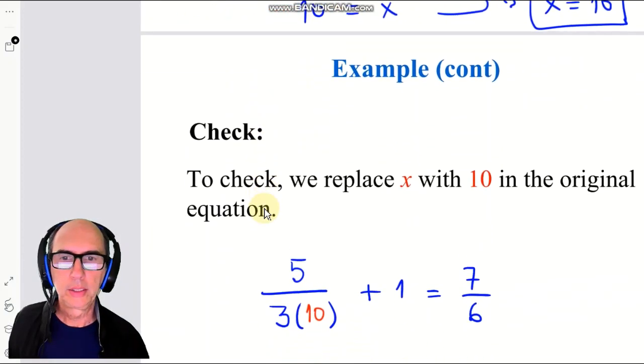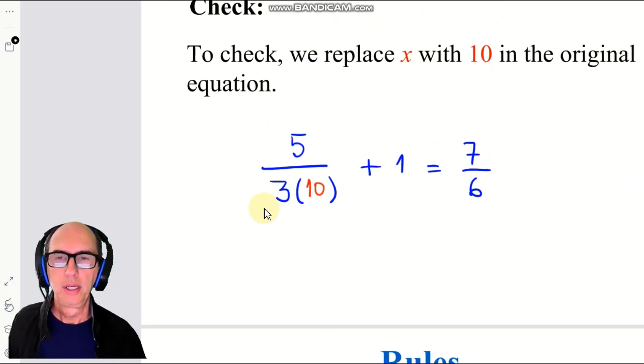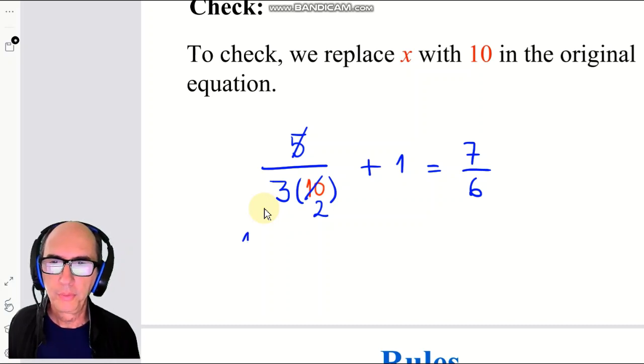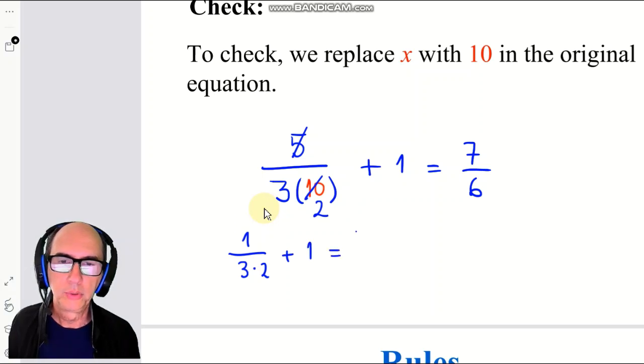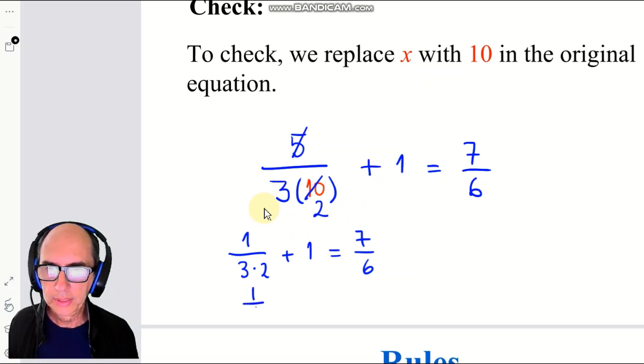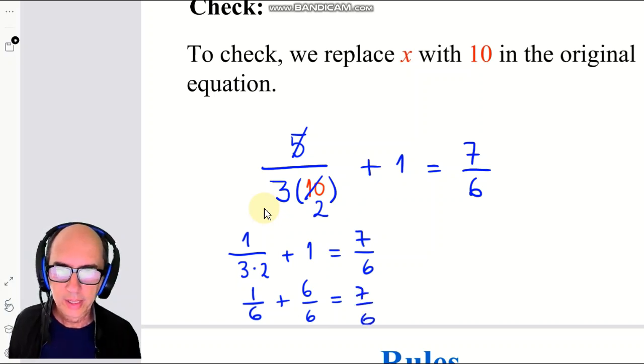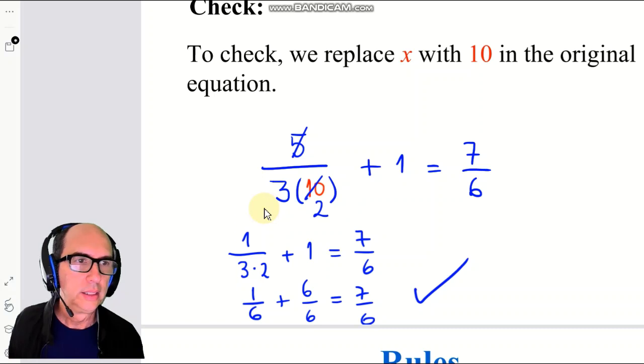So plugging x equals 10 into the equation, look, 5 cancels out with 10, because both can be divided by 5. And we will have 1 over 3 times 2 plus 1 equals 7 over 6. This is the same thing as 1 over 6 plus 6 over 6 equals 7 over 6. And you can see, yes, this is true, this is correct.